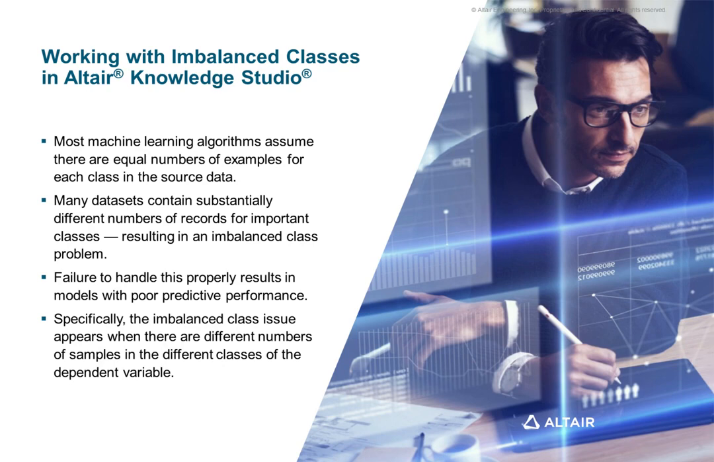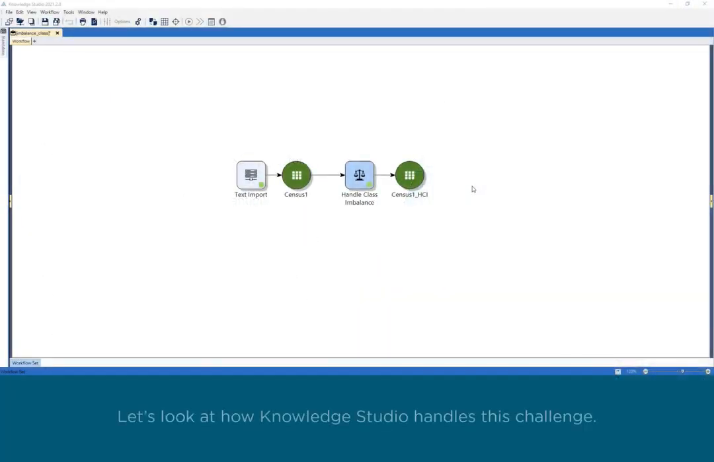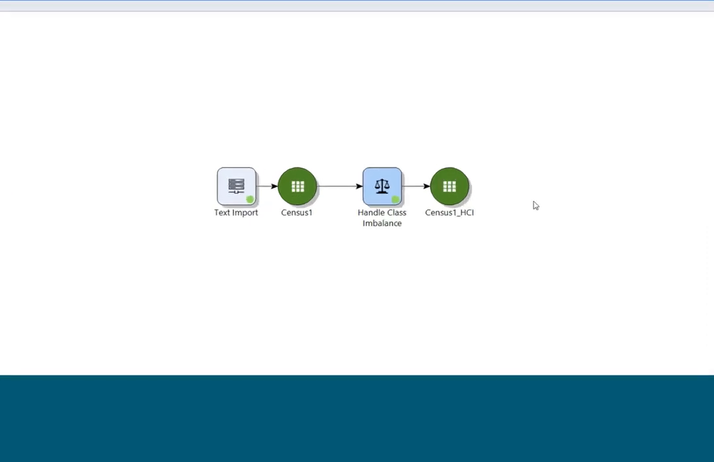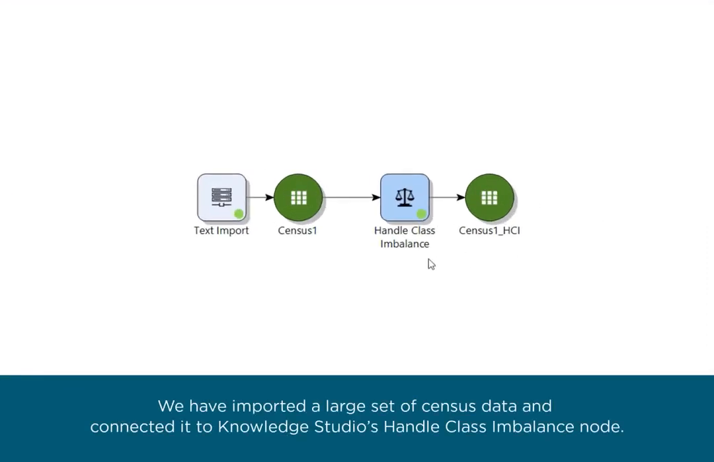Specifically, the imbalanced class issue appears when there are different numbers of samples in the different classes of the dependent variable. Let's look at how Knowledge Studio handles this challenge. We have imported a large set of census data and connected it to Knowledge Studio's Handle Class Imbalance node.